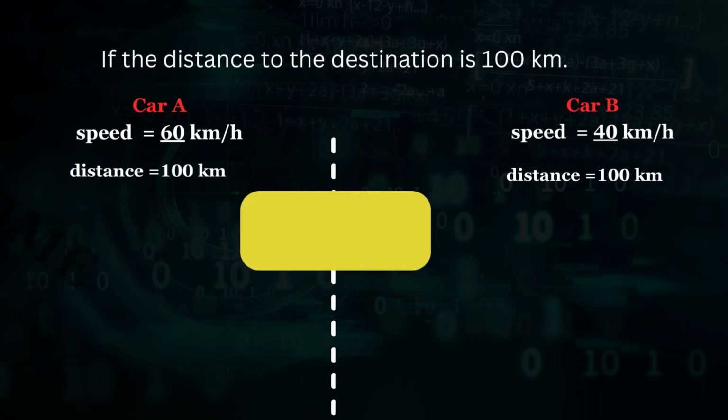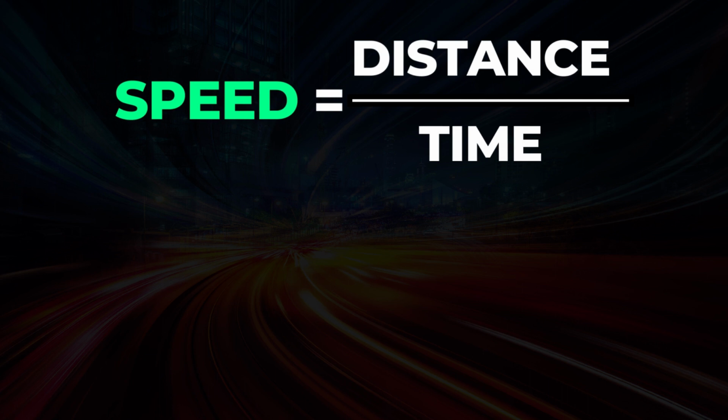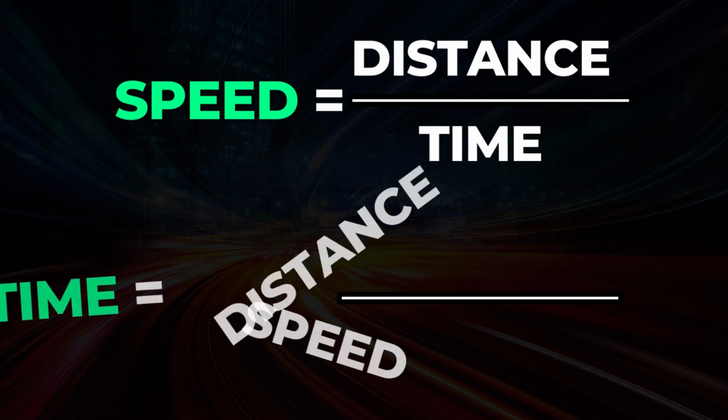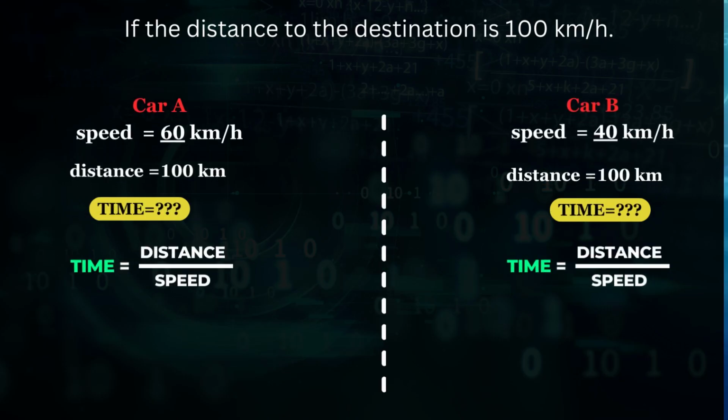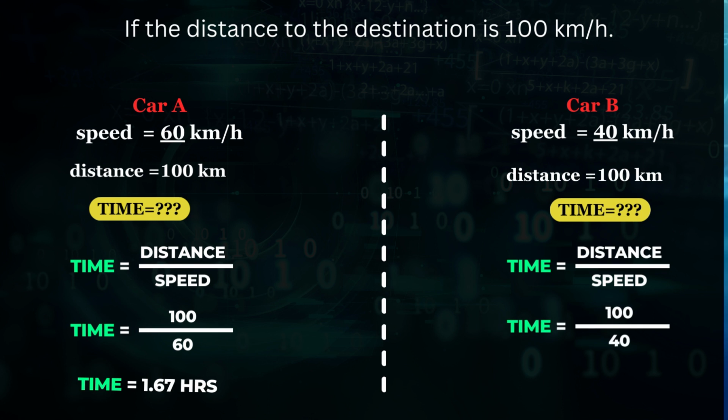We have to calculate time required for each car. We know that speed is equal to distance divided by time. But here, we want to calculate time. So, time is equal to distance divided by speed. So the time required for car A is equal to 100 divided by 60, which is equal to 1.67 hours. On the other hand, for car B, time is equal to 100 divided by 40, which is equal to 2.5 hours to reach the destination.